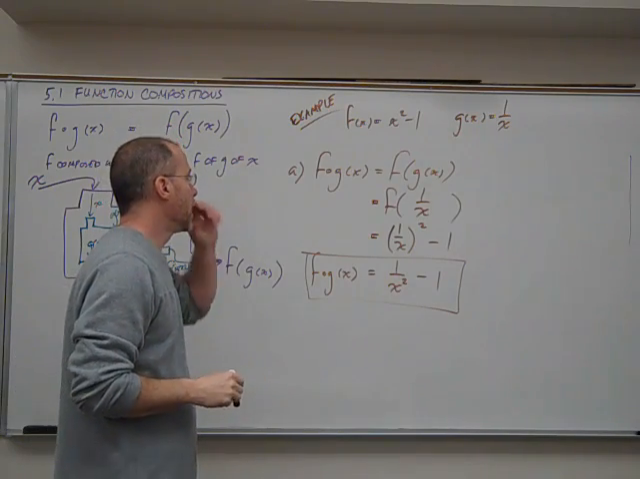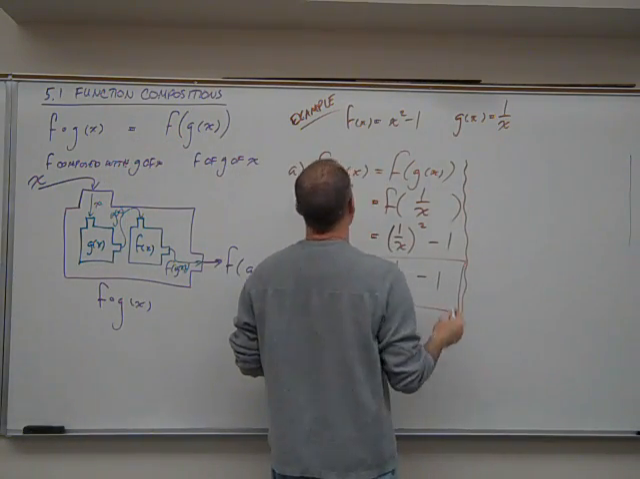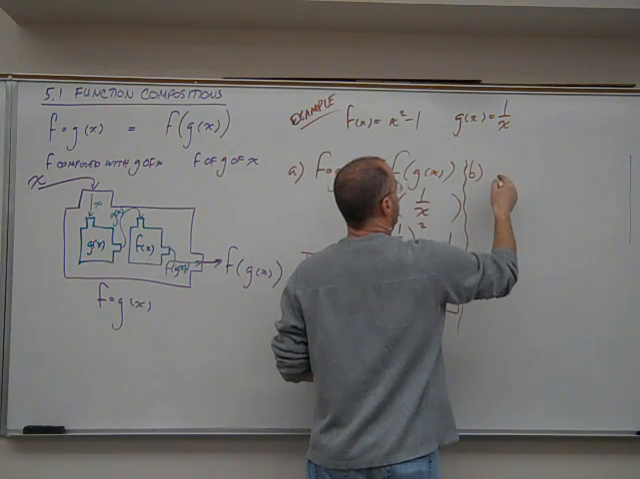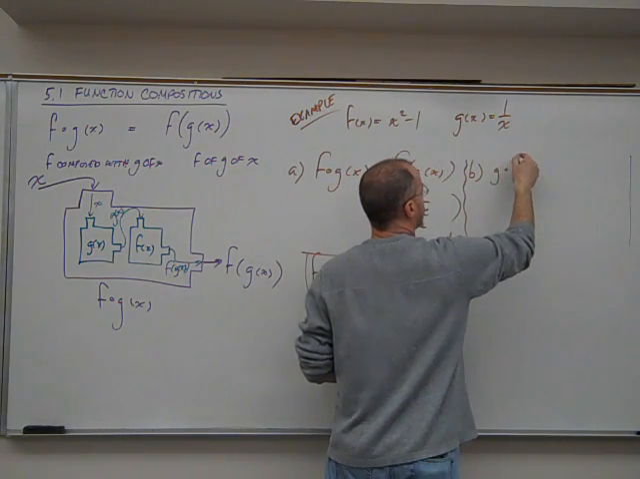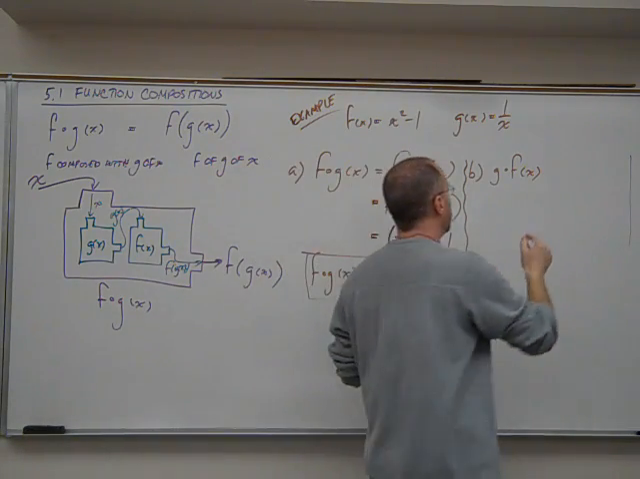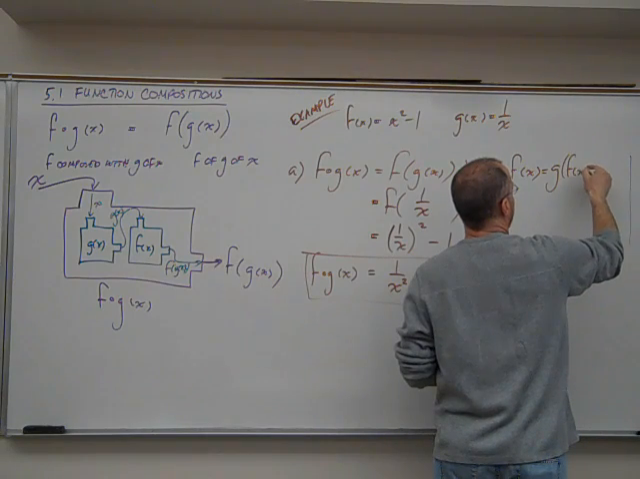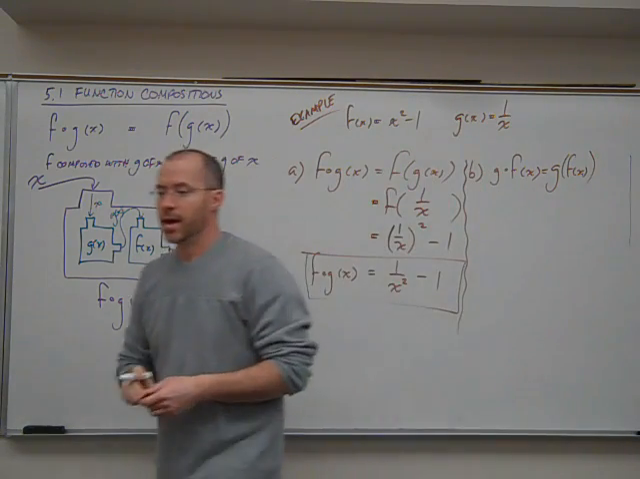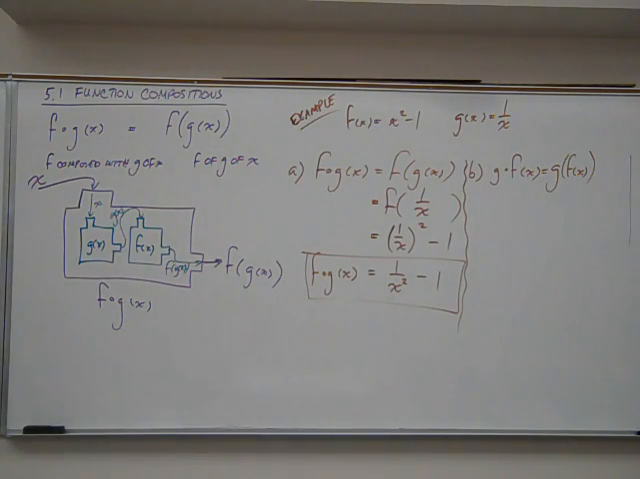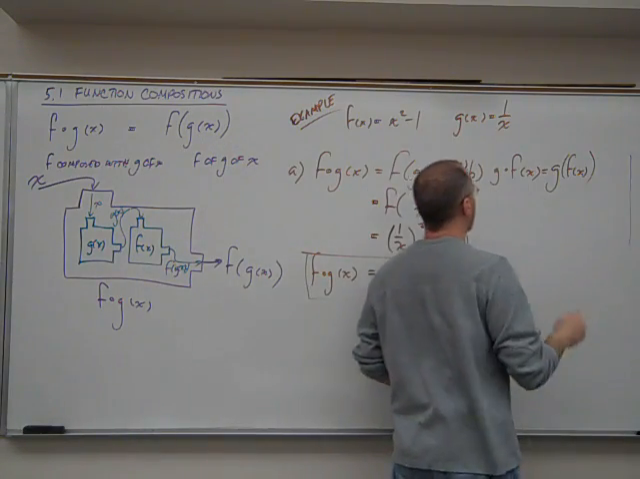It's interesting to, at the same time, look at what happens when we compose in the other direction. So b, let's look at g composed with f of x, and let's see, by definition that's g of f of x. And let me check my camera monitor to see if I'm slipping off the page here. No, you can still see that.